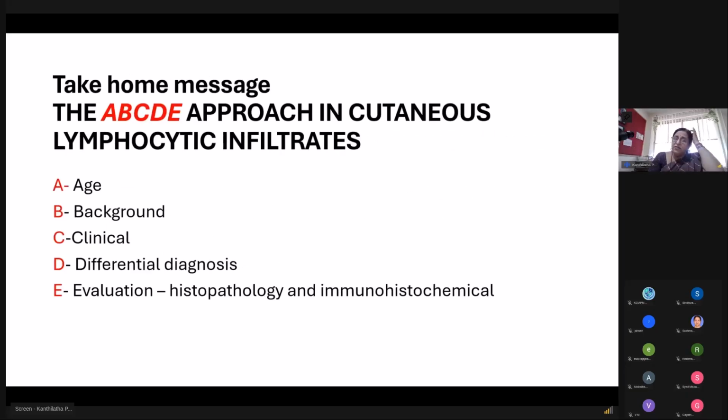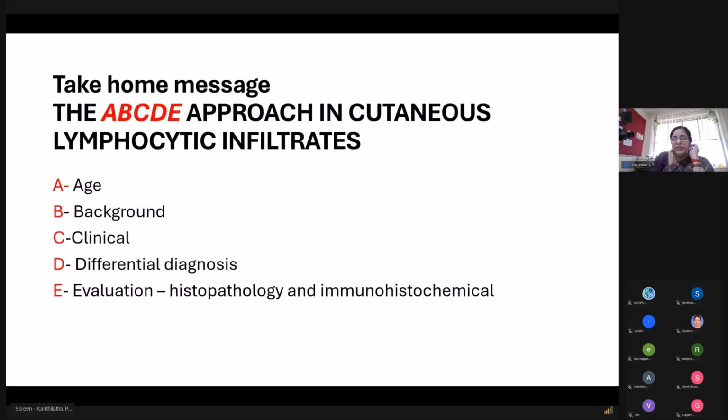So the take-home message in this case is whenever you get a lymphoproliferative disorder, you should have a systematic approach. Look at the age. MF usually occurs in elderly patients. Lymphomatoid papulosis and ALCL are in younger. Background, look at the ethnicity if they are from the Caribbean or Japan. So it's unlikely in India to have adult T cell leukemia lymphoma.